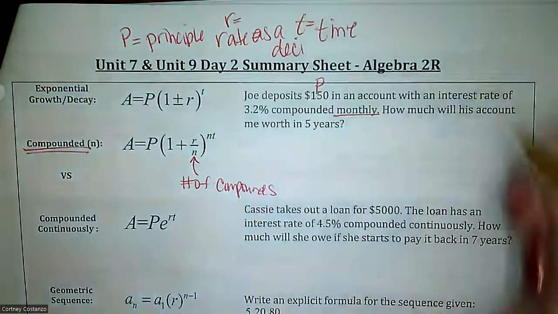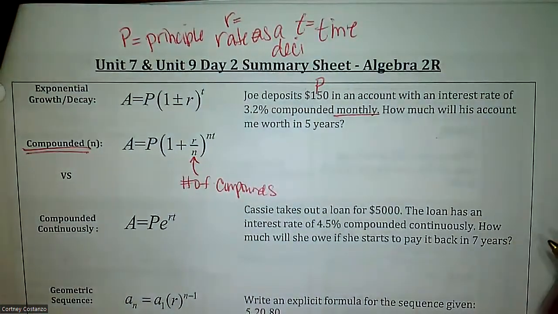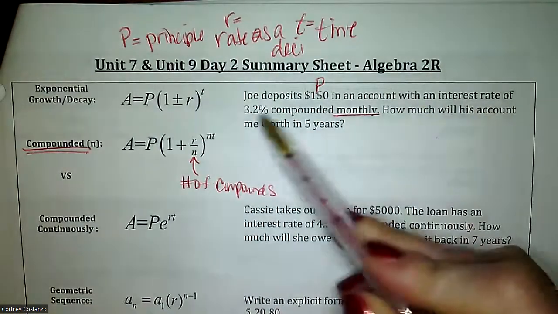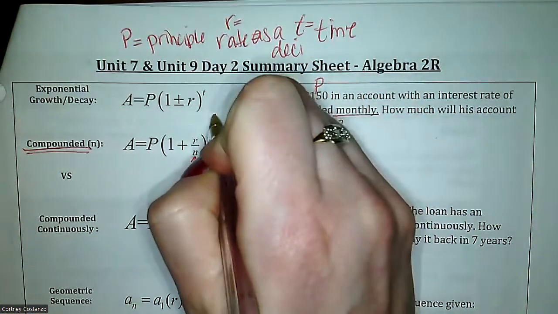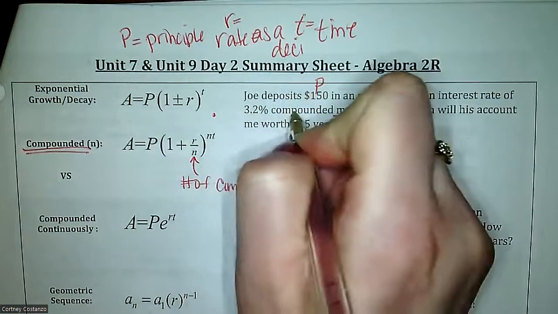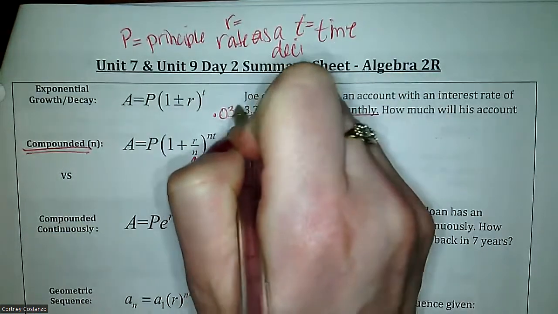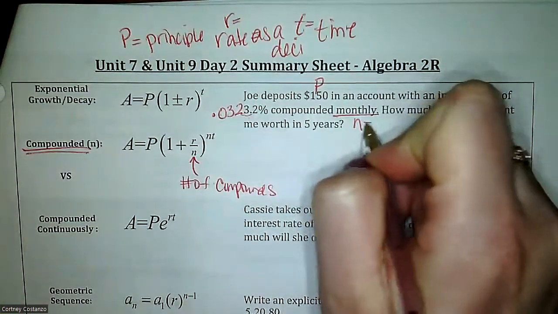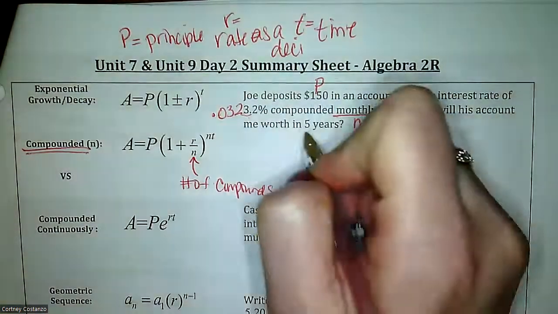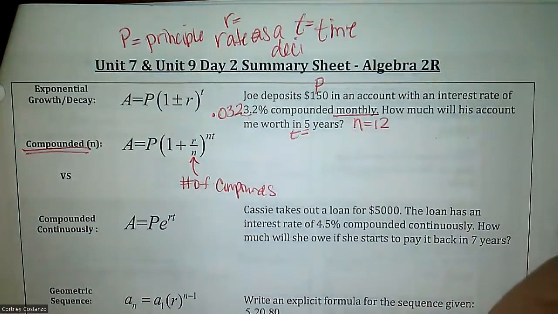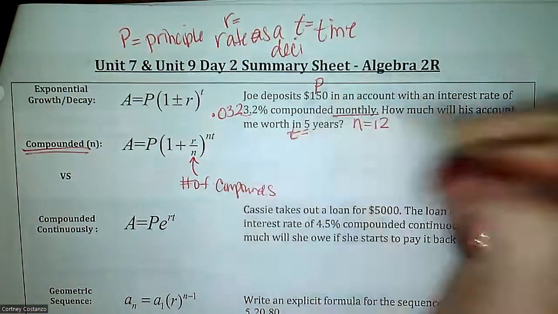So Joe deposits $150 in an account. That's his initial or principal deposit. It has an interest rate of 3.2%. As a decimal, I know this looks like it's a decimal, but that's percent. Convert it to a decimal, that would be 0.032. Compounded monthly would be 12 times a year for 5 years. So we have all the variables that we need.